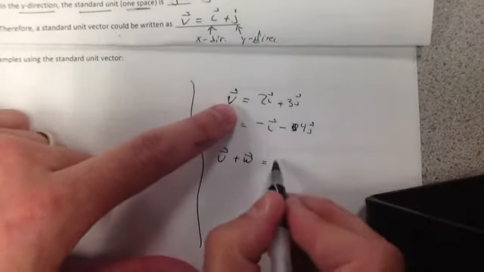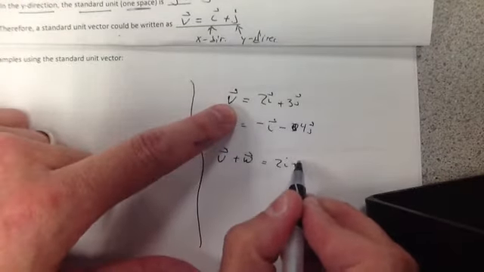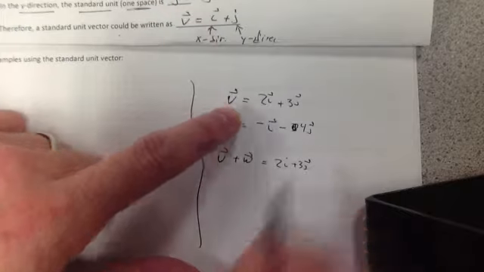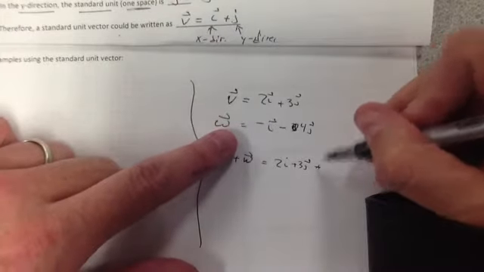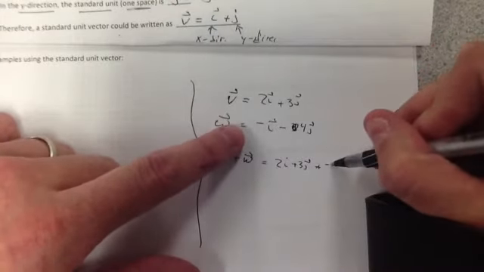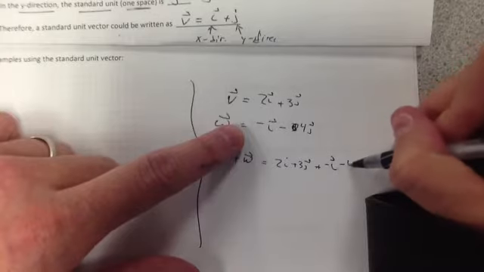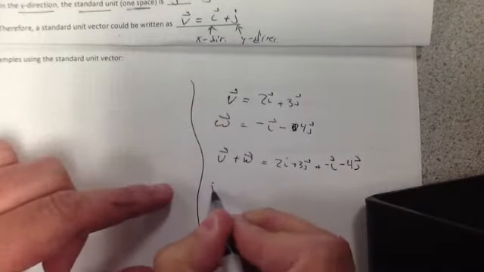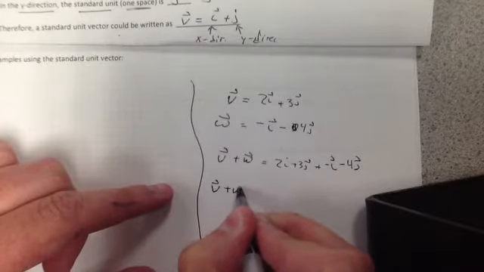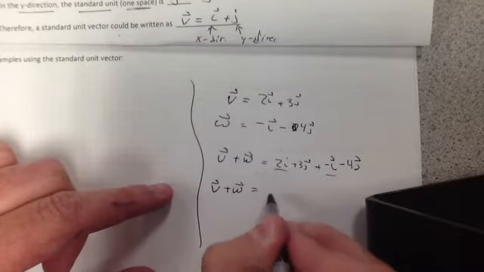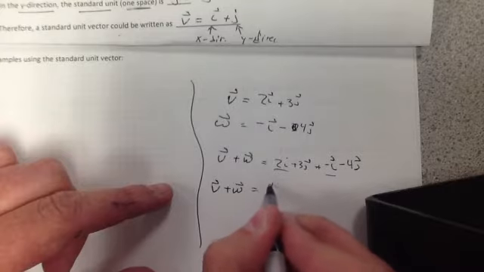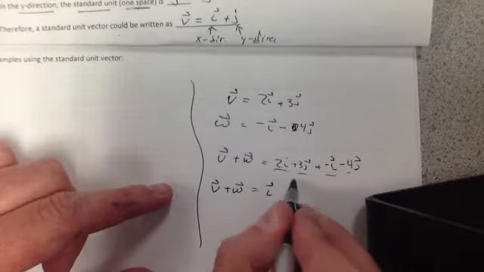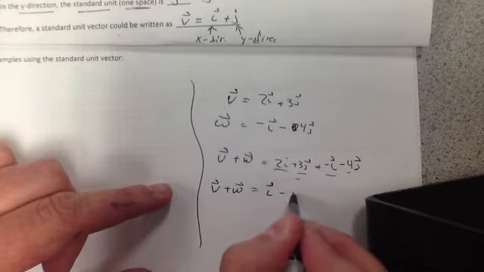So we go 2i plus 3j plus, this becomes negative i minus 4j. And I just combine my like terms. So we get vector v plus vector w equals 2 minus 1, which is just 1i. The j's, we get minus 1j.